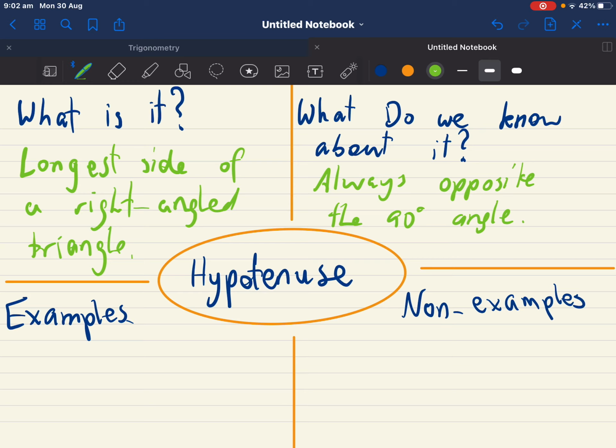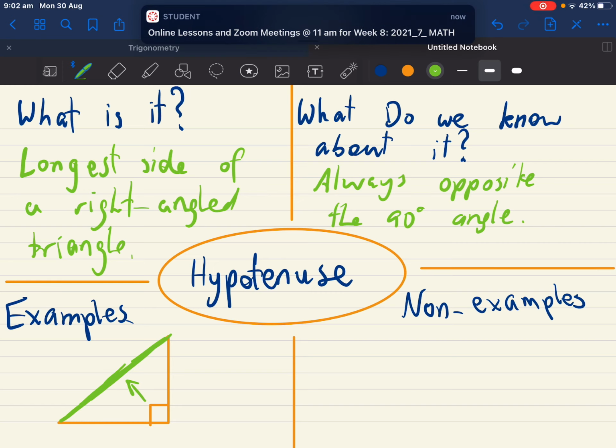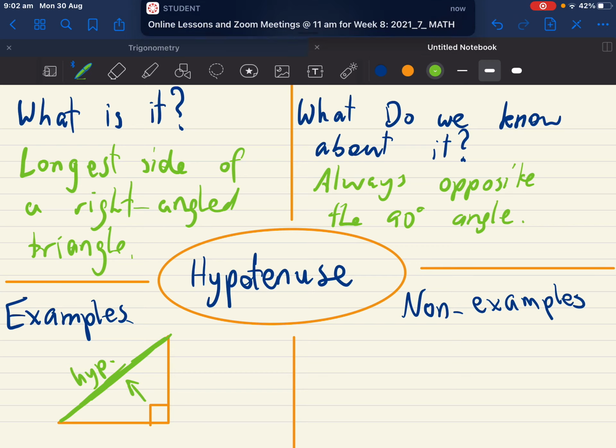Okay, for the examples section, this is where you give an example of a hypotenuse. So for me, the way I'm going to do this is I'm just going to do a diagram. And within that diagram, I'm then just going to highlight the hypotenuse, and I'll put in that little arrow to show, hey, it was opposite the right angle. So that's what I'm going to do for my examples. I'm just going to give an example of the hypotenuse.